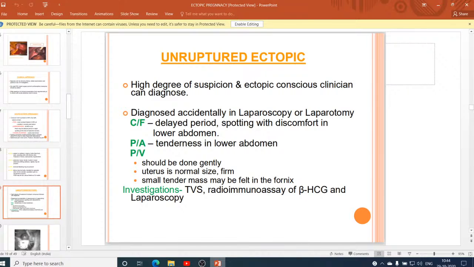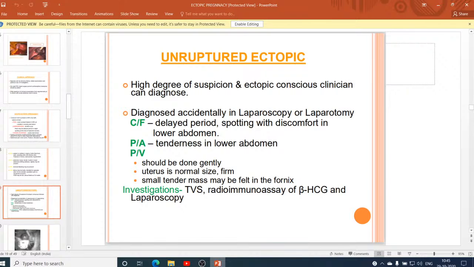Now, unruptured ectopic. So, there will be high degree of suspicion, and an ectopic-conscious clinician can diagnose. It may be diagnosed accidentally in laparoscopy or laparotomy. Clinical features: delayed period, spotting with discomfort in the lower abdomen. Per abdomen, tenderness in the lower abdomen. Per vagina should be done gently. Uterus is normal size, firm. Small tender mass may be felt in the fornix. In ruptured acute ectopic, uterus was bulky.